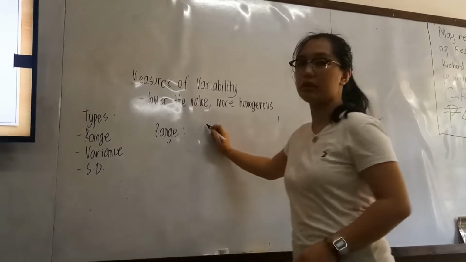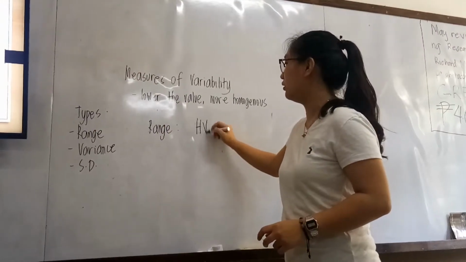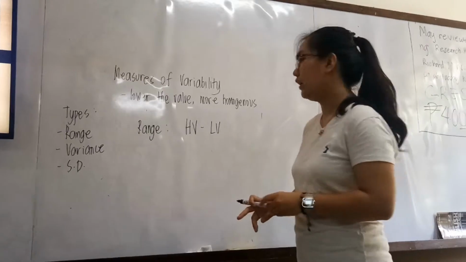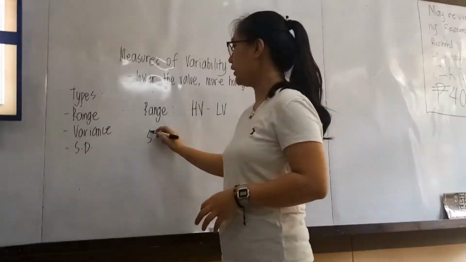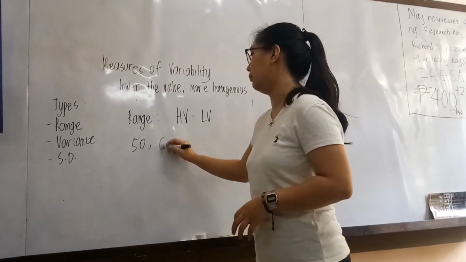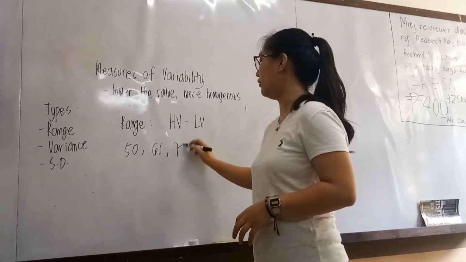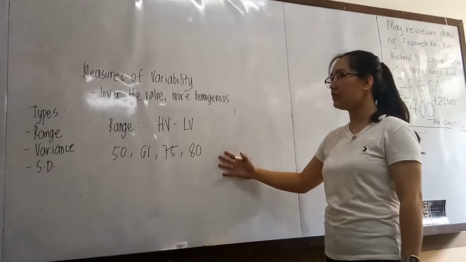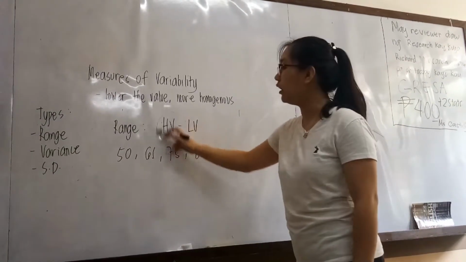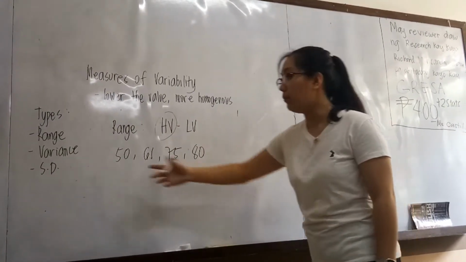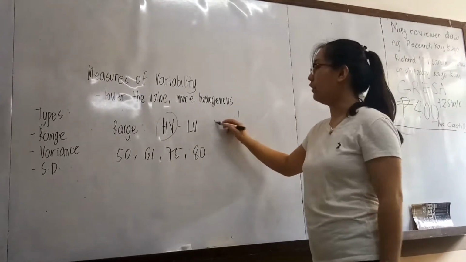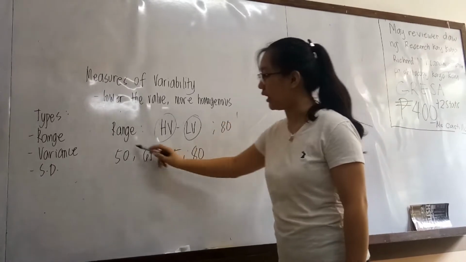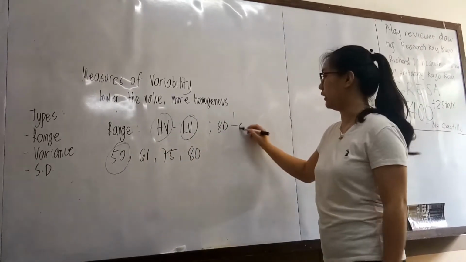All you have to do is to take the highest value, then subtract it to your lowest value. Okay? Example natin, your data set has 50, 61, 75, 80. Okay? For example, this is your data set. All you have to do is to locate which one is your highest value, ng mataas na number. We have 80, tama? And our lowest value, which is 50.